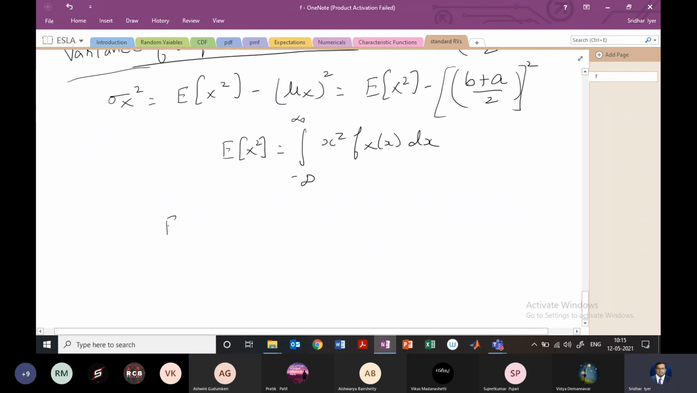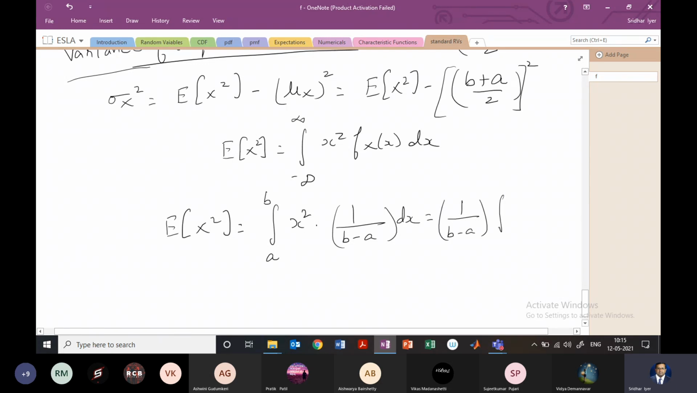So e of x square. Now I'll substitute the limits. The limits are between a and b, or x1 and x2. Okay, and you have x square, and fx of x is 1 by x2 minus x1, or 1 by b minus a, dx. Therefore, this will become 1 by b minus a, which I'm taking outside the integral, and you'll have integral a to b x square dx.